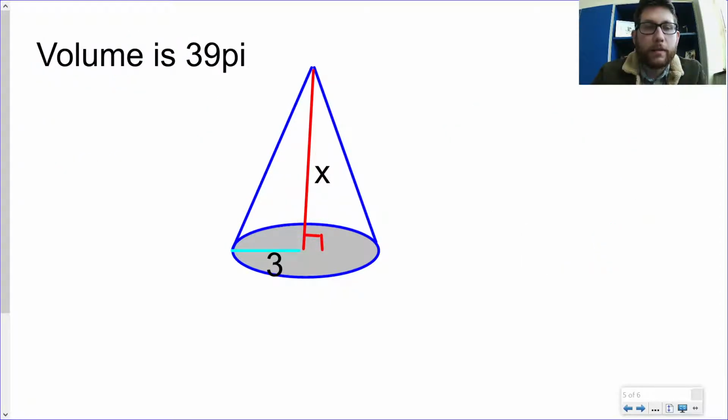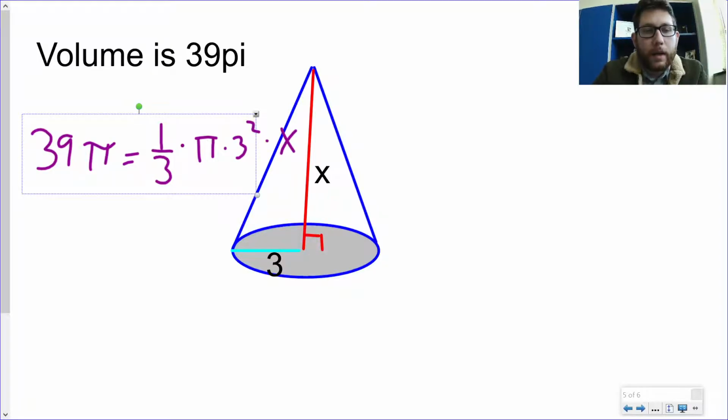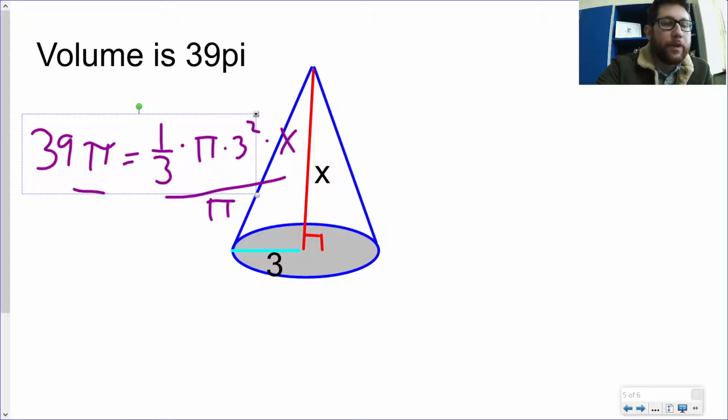Let's look at one more. Notice in this one, my volume is 39 pi, and I'm solving for the height, okay? So what I'm going to do is I know that 39 pi is equal to 1/3 times pi times 3 squared times x, all right? So the first thing I want to do, if I divide both sides by pi, I'm just going to solve this thing out for x, because that's my height. So that's pi, so these pi's are going to go away.